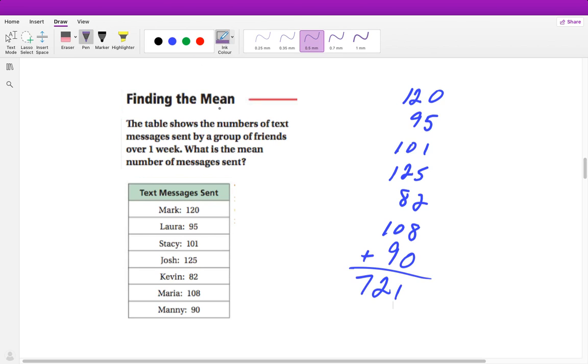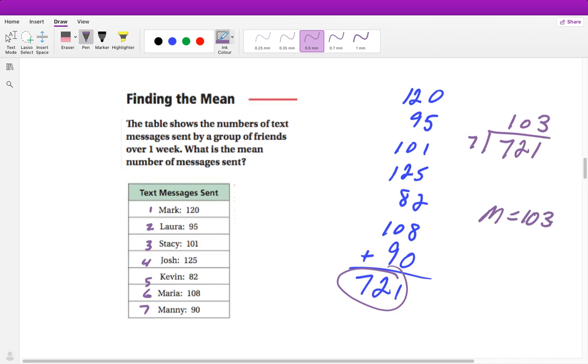So now we need to figure out, well, what was the average? What did each person on average send? Now we need to count how many people, or how many data values, we have. Well, we have 1, 2, 3, 4, 5, 6, 7. So we take the sum of all of the text messages, 721, and divide it by the number of data values that we have, or in this case, people, 7, and that will give me 103. So my mean is equal to 103 messages, or my average is equal to 103 messages.